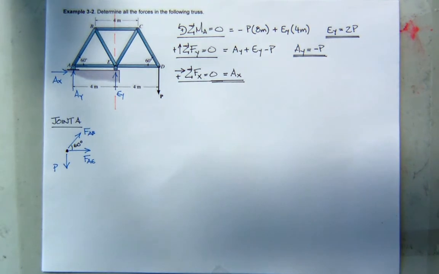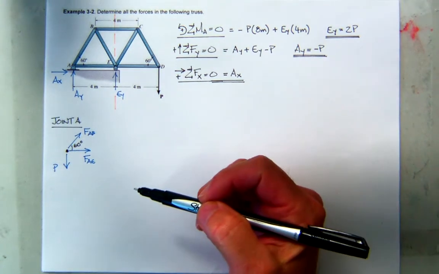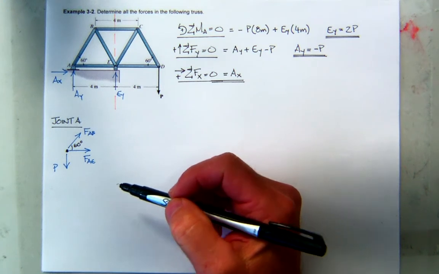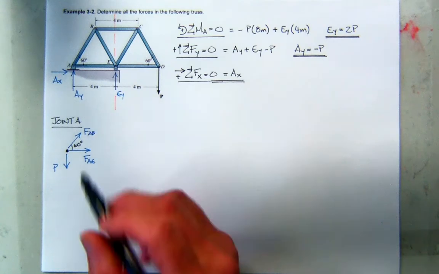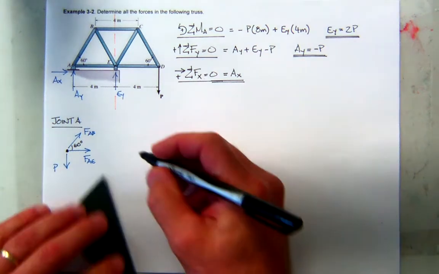All right, so what do we do? We have 2 equations. Some force is X, some force is Y. Which one should we do first? Should we sum forces in the X direction first? No. We can, but what will that give us? It'll give us one equation with 2 unknowns. So we don't want to do that. So we should sum forces in the Y direction first.